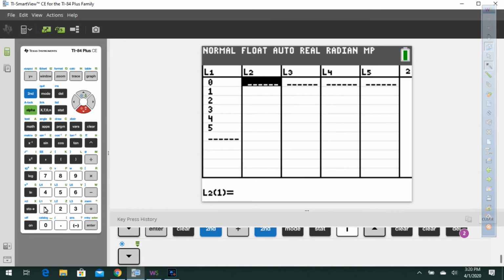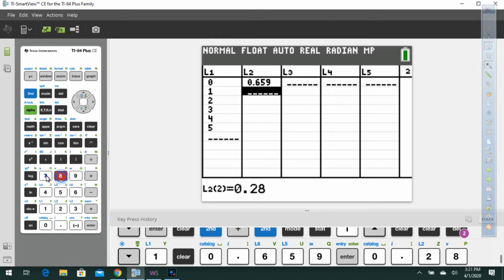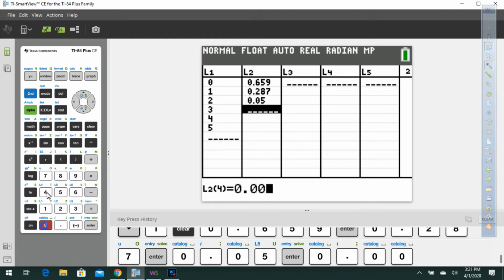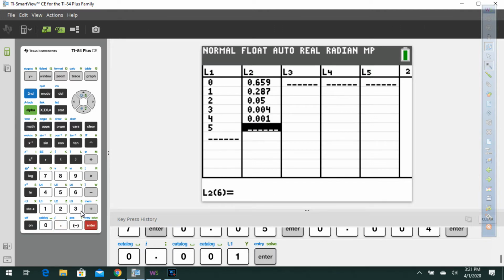So we'll put 0.659, enter, 0.287, enter, 0.05, enter, 0.004, enter, 0.001, enter, and then 0.